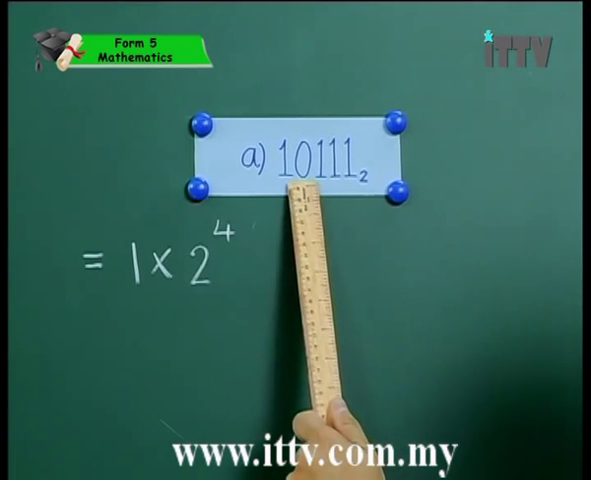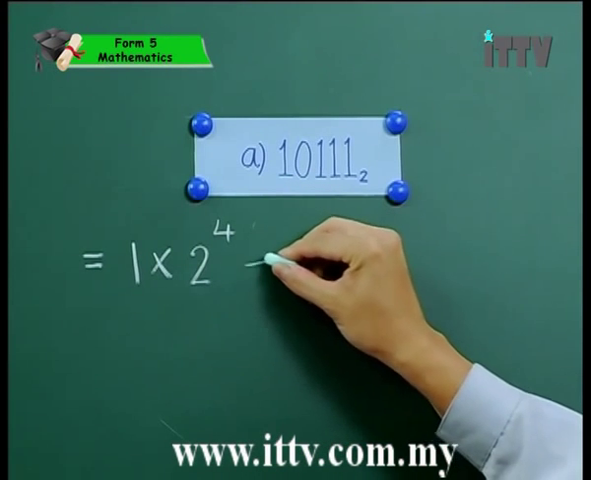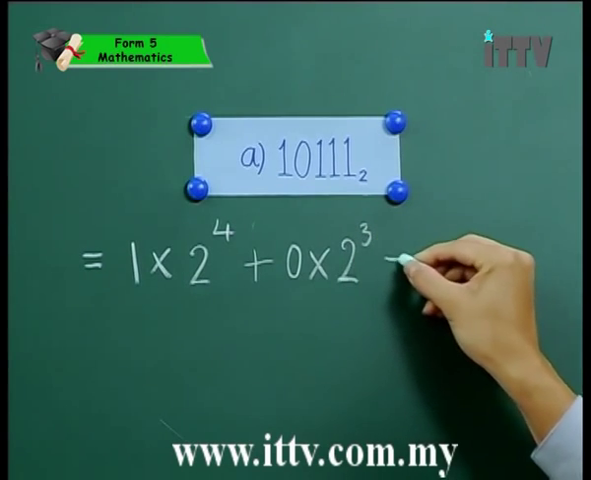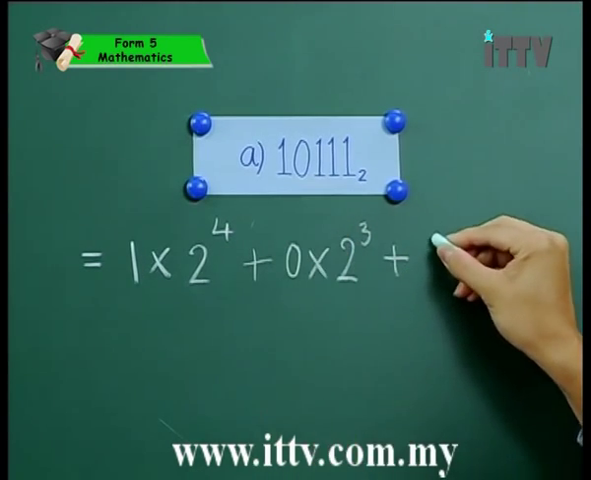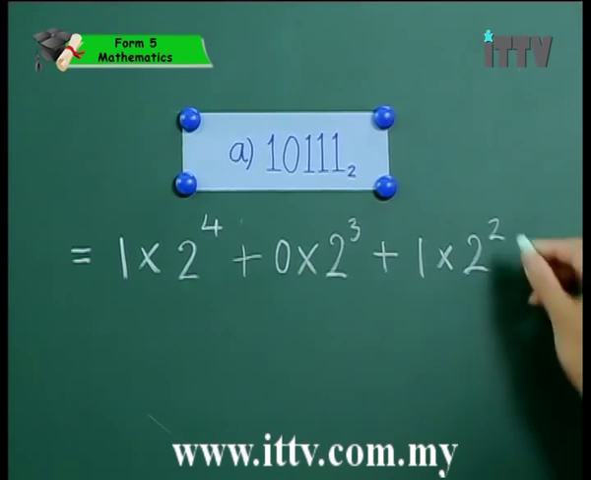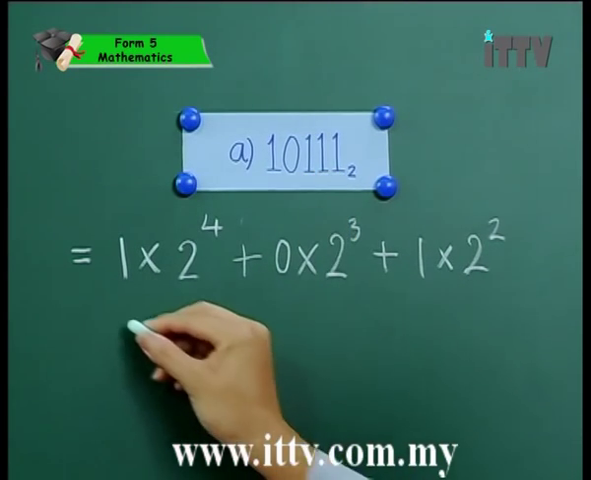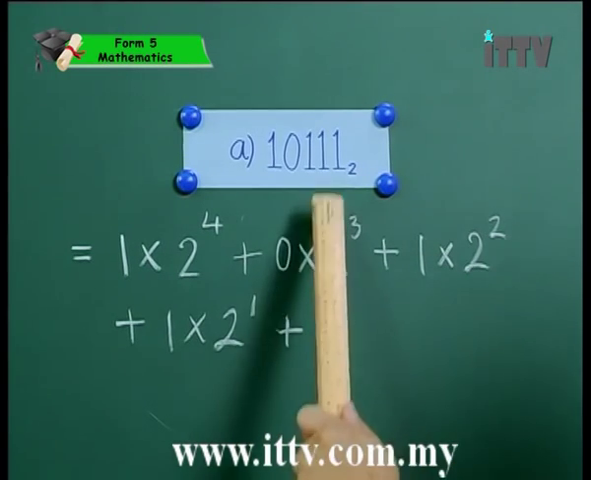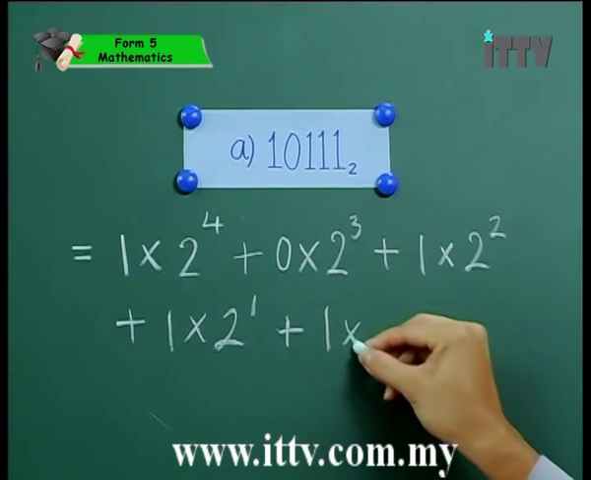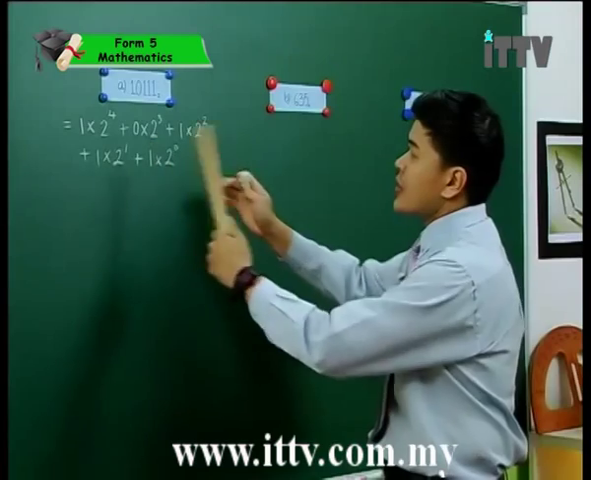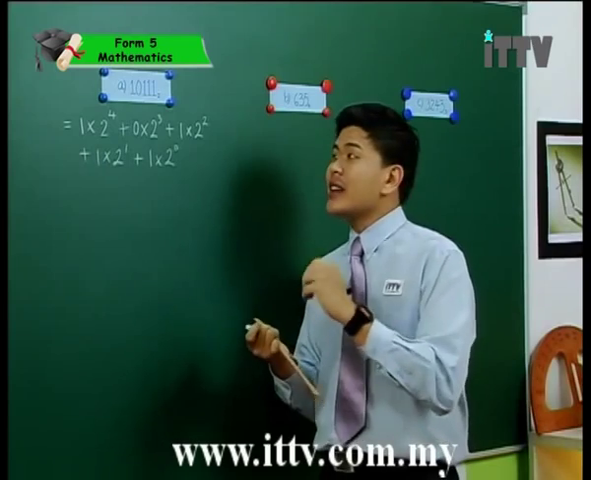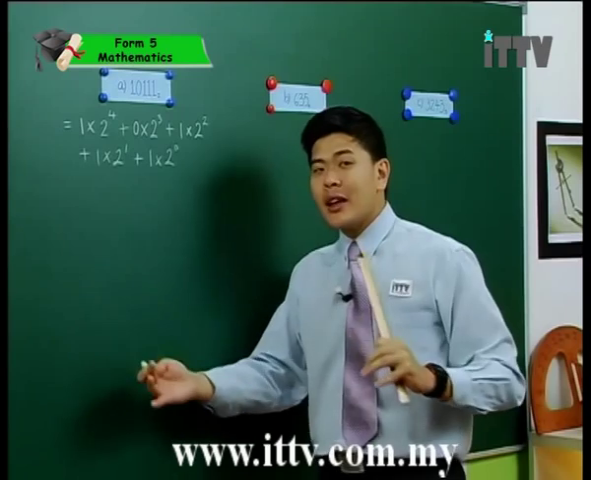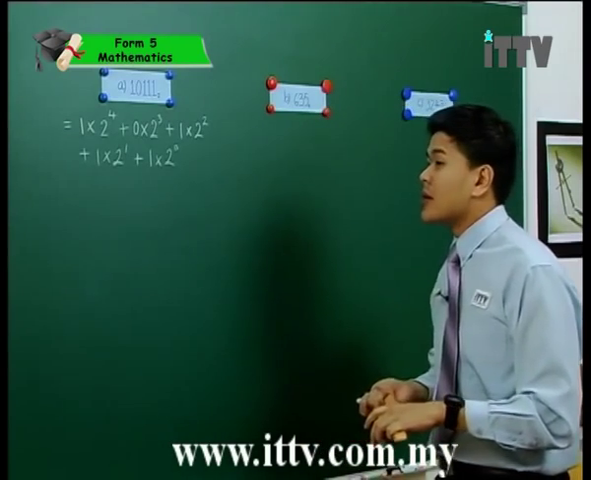Alright, what about the next digit, which is 0. So you can see the pattern already. 0 times 2 to the power of 3, and then this next one will be times 2 to the power of 2. Next one would be 1 times 2 to the power of 1, and lastly, this one would be 1 times 2 to the power of 0. So that's it. You have managed to write this number in expanded notation. So you remember the word expanded notation. Okay, now let's go over to the next number.